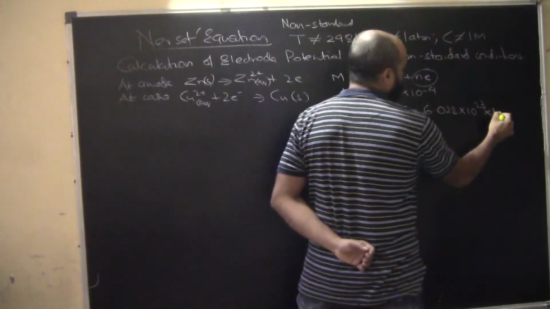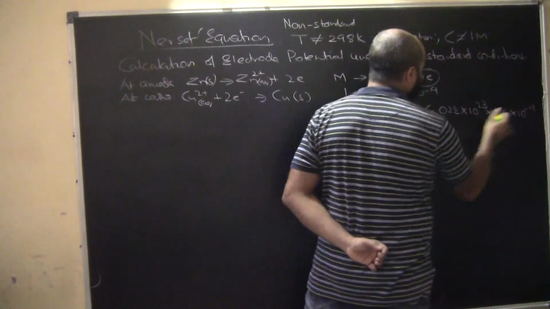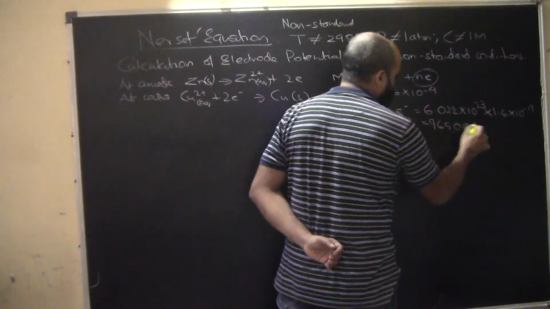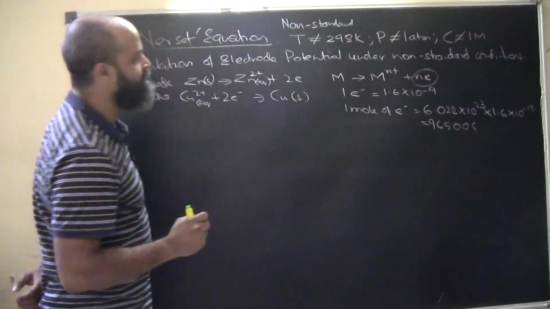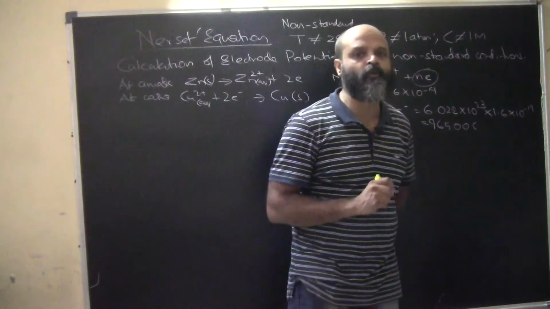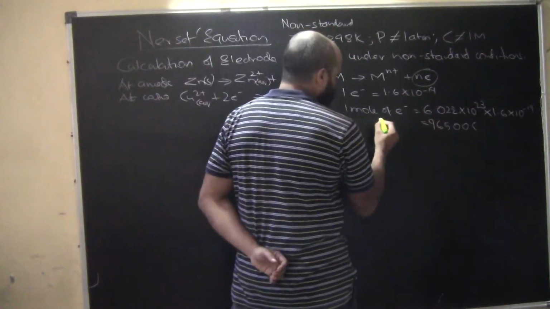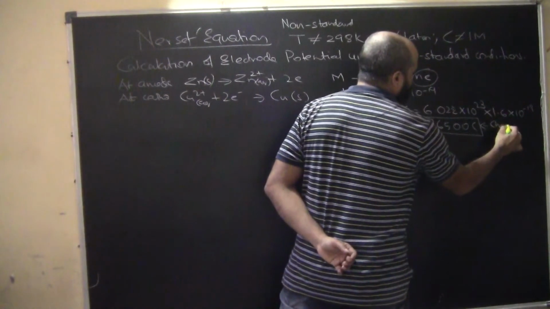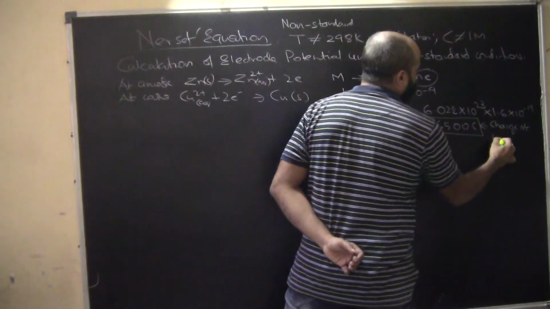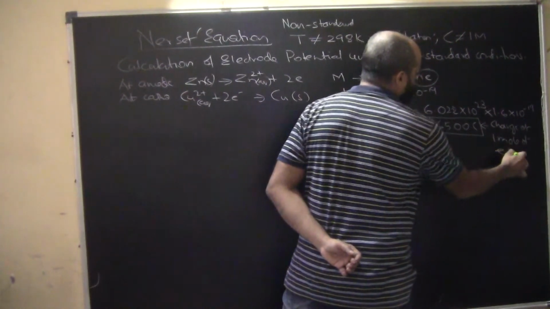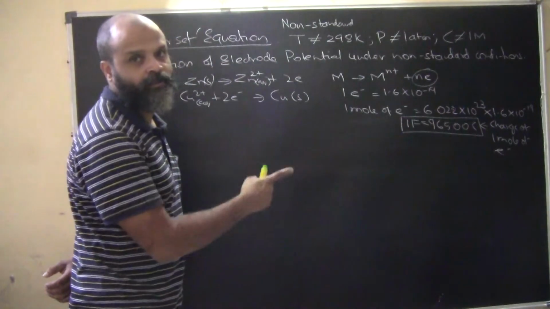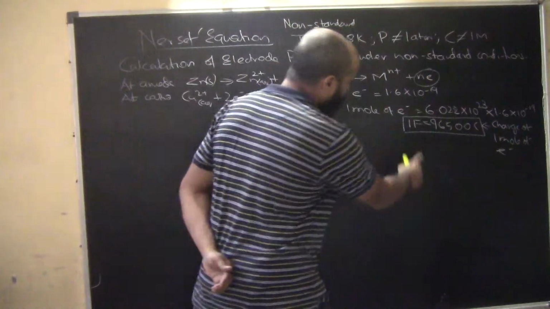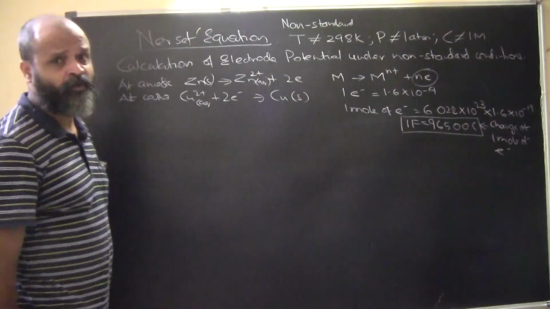So what will be the charge? 1.6 into 10 to the power of minus 19 multiplied by 6.022 into 10 to the power of 23. If we do this calculation, we get 96500 coulombs of charge. So 1 mole of electrons carries 96500 coulombs of charge. This is called Faraday. Faraday is nothing but the charge of 1 mole of electrons. This is called Faraday's constant. 1 Faraday is equal to 96500 coulombs.